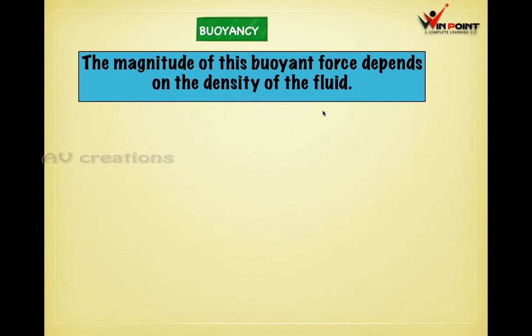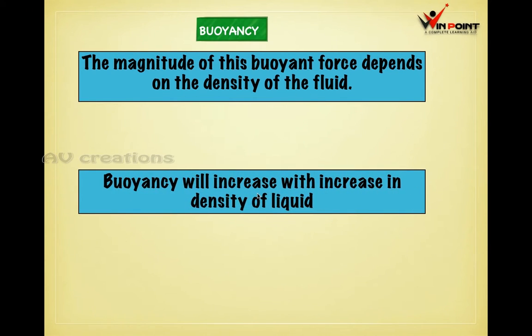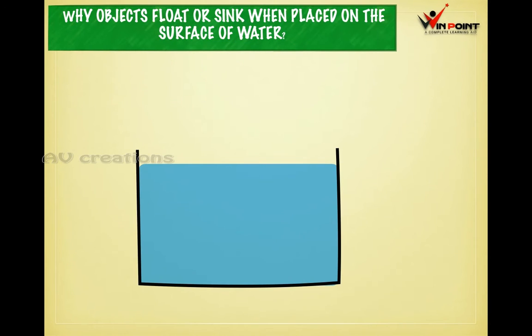The magnitude of buoyant force depends on the density of the fluid. Buoyancy will increase with an increase in the density of the liquid. If we increase the density of the liquid, there will be more buoyant force. So it is very easy to float an object in a liquid which has more density.